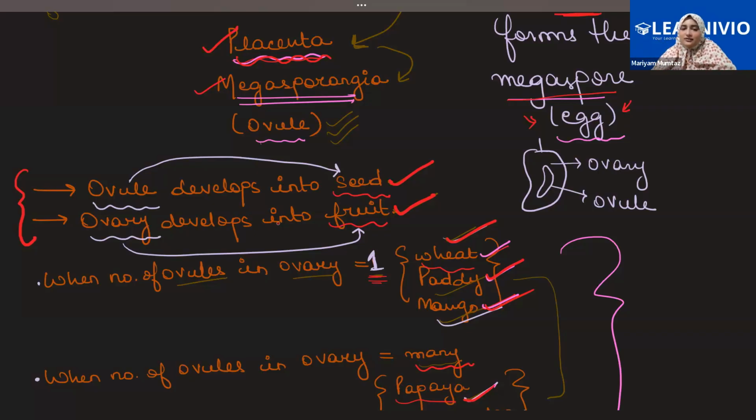So next time you eat fruit, you'll be thinking that, oh, I'm not eating fruit, I'm eating the plant's ovary.